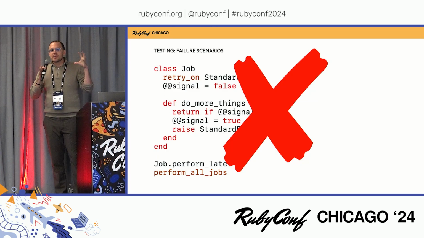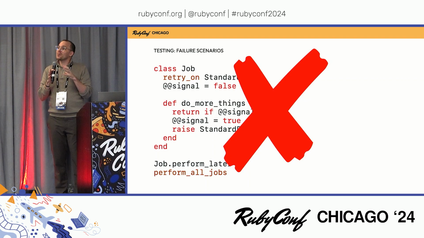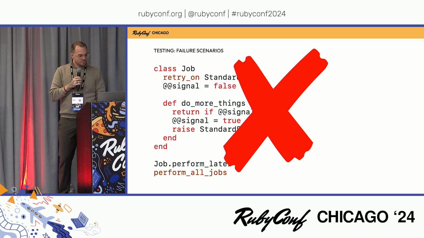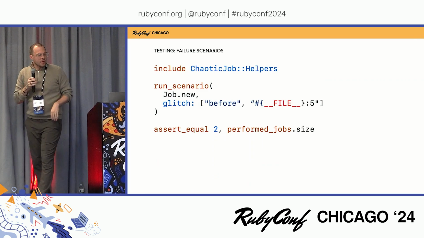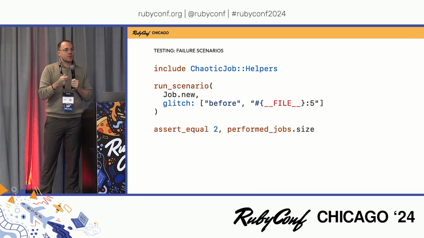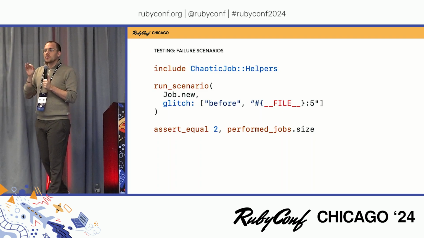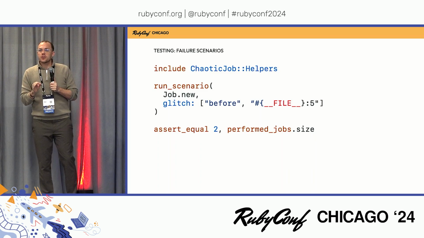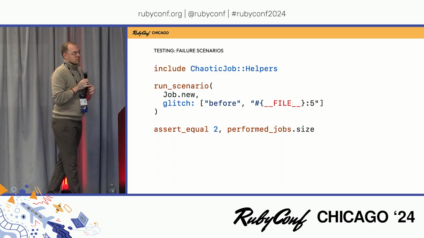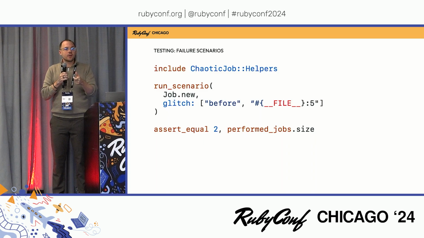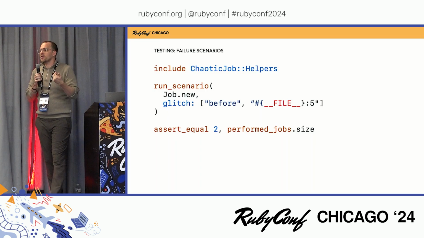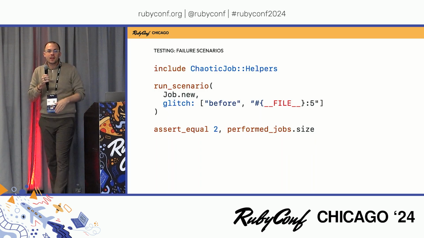We need a way to do conceptual compression, to borrow a phrase. So that's the other helper that chaotic job provides. It allows you to define a scenario. And a scenario allows you to inject a glitch into the execution of a job. And a glitch is just a tuple that says the position, before or after, and a particular line of code. And a particular line of code is just a file and a line.